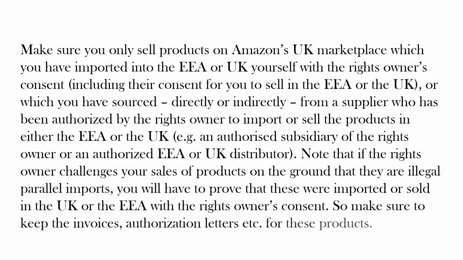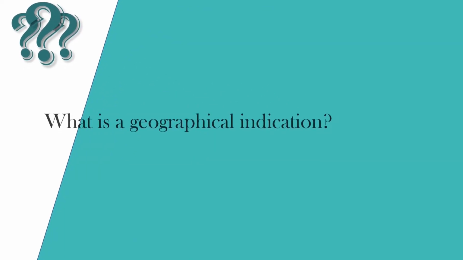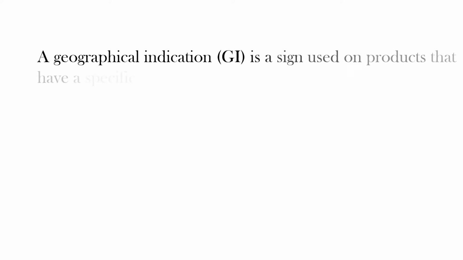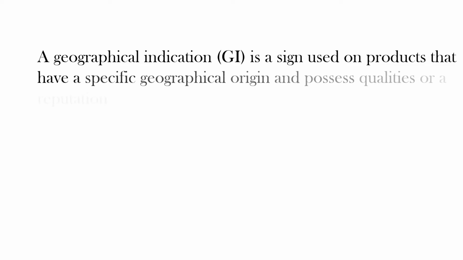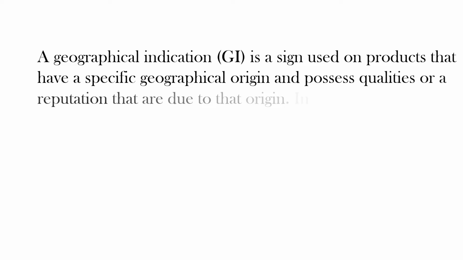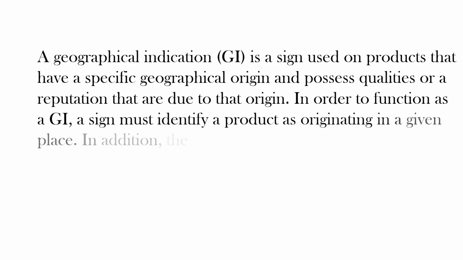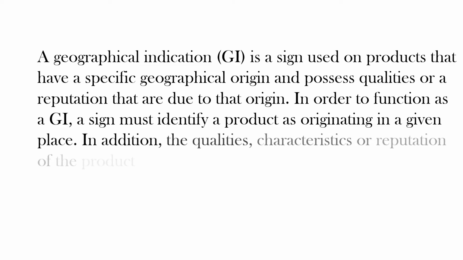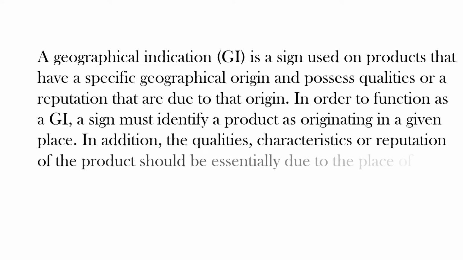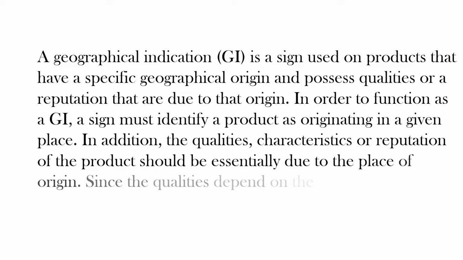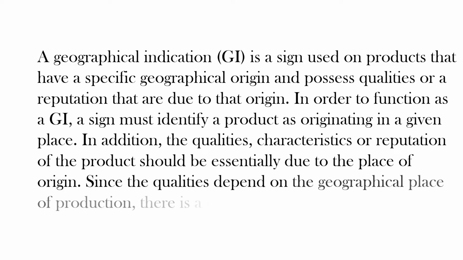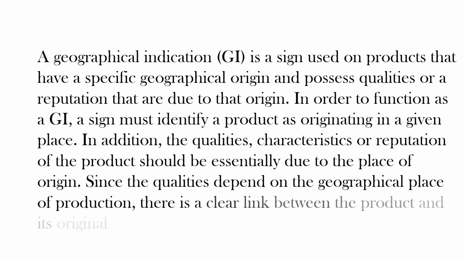Let's go through, what is a geographical indication? A geographical indication, GI, is a sign used on products that have a specific geographical origin and possess qualities or a reputation that are due to that origin. In order to function as a GI, a sign must identify a product as originating in a given place. In addition, the qualities, characteristics, or reputation of the product should be essentially due to the place of origin. Since the qualities depend on the geographical place of production, there is a clear link between the product and its original place of production.